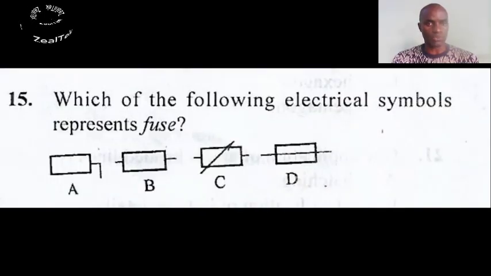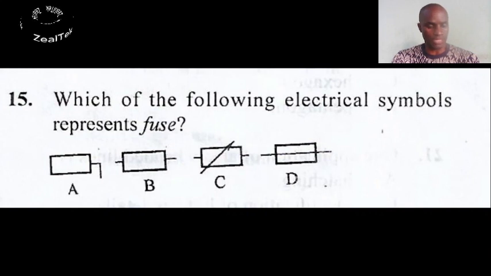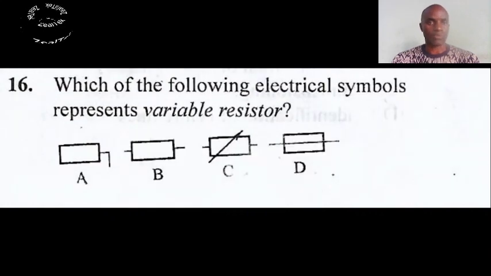Question number 15. Which of the following electrical symbols represents a fuse? This fuse has come into TD. Well, the answer for this one is D. Question 16. Which of the following electrical symbols represents a variable resistor? Well, of course, we know the correct answer here is C.